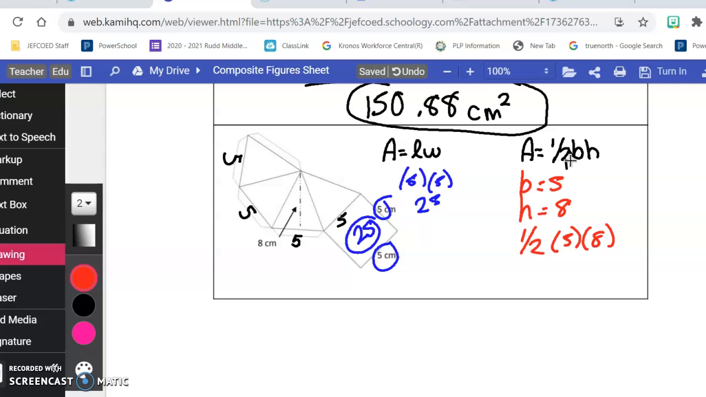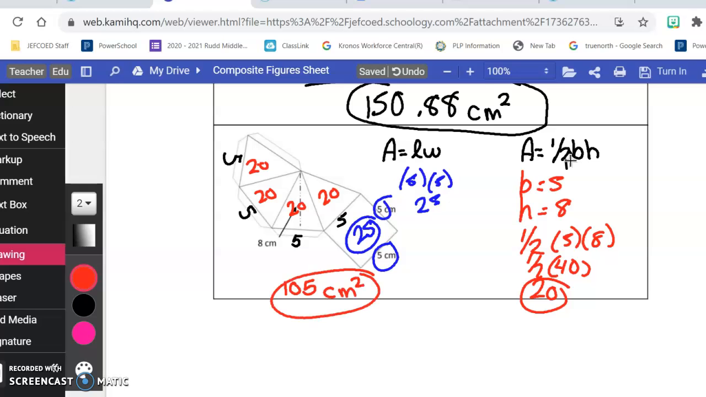Alright, so let me see. When I put that in there, I'm going to do it this way. 5 times 8 is 40. And half of 40 is 20. So every single one of these triangles is going to have an area of 20. So let's see, when I add this together, 20, 40, 60, 80, and then add in another 25. It's going to be 105 centimeters squared for that one.